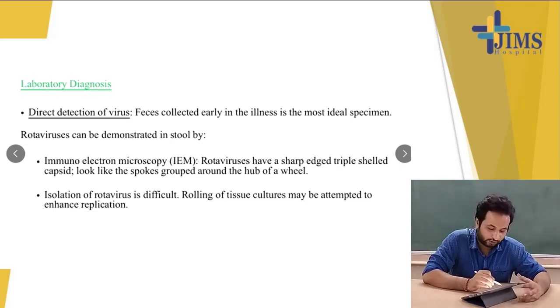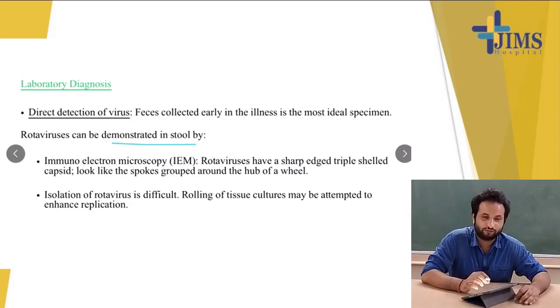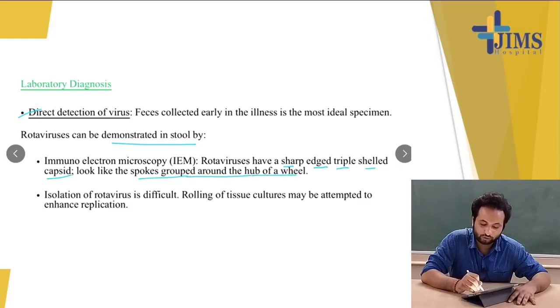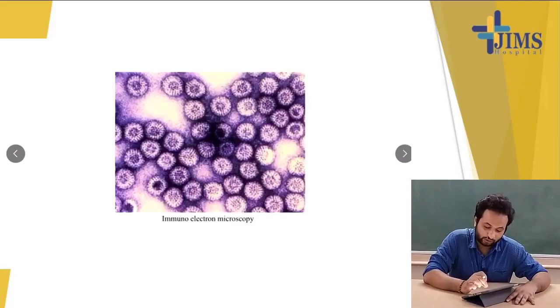Okay, so first of all, what will be the sample collected? Stool. Okay, so rotavirus can be demonstrated in stool. Fresh stool is the recommended sample. So the first thing we are going to do is direct detection by immunoelectron microscopy, where we are going to see rotavirus as a sharp-edged, triple-shelled capsid looking like spokes grouped around the hub of a wheel. Okay, so this is how it will look.